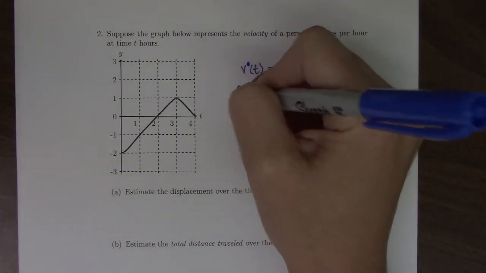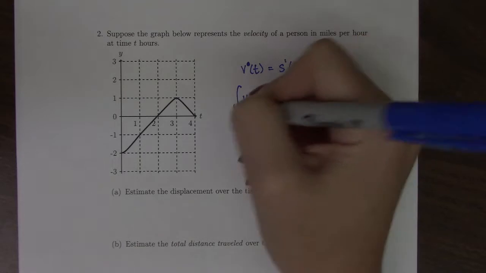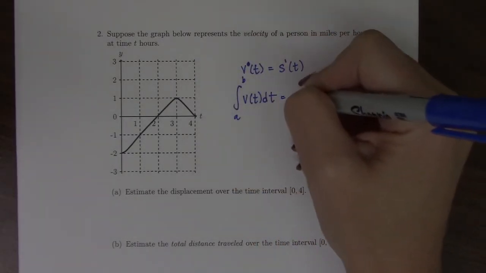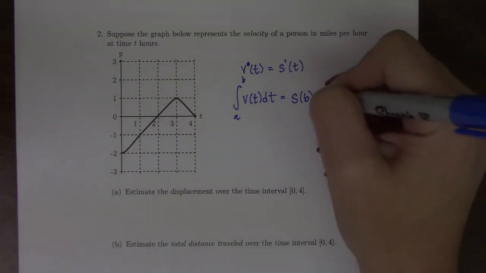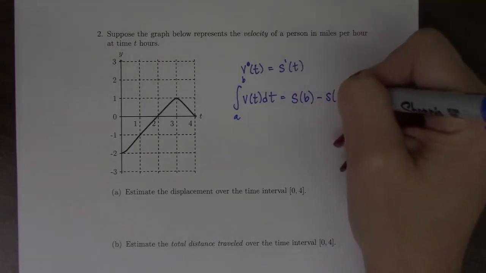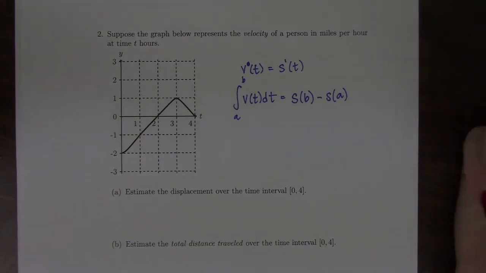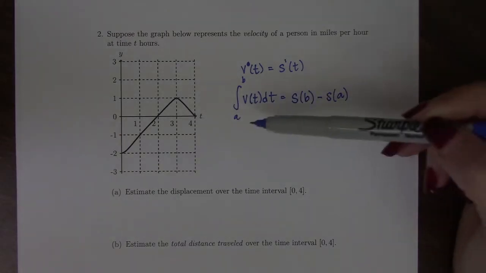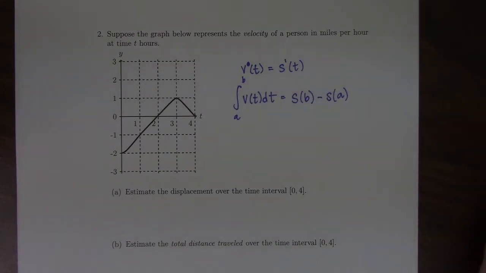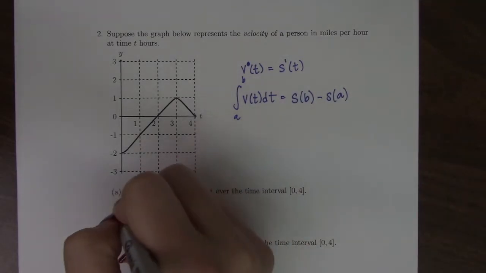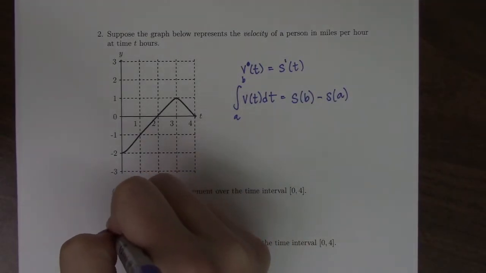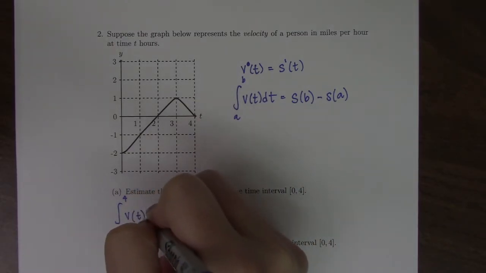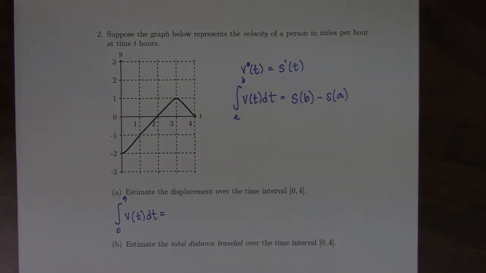So if I integrate velocity from any value a to b, by the fundamental theorem of calculus, its antiderivative is going to be the position function evaluated at b minus the position function evaluated at a. So finding the area under the curve for the desired area is actually going to give you the displacement. So if I set up the integral from 0 to 4 of the velocity function, that will give me my displacement.